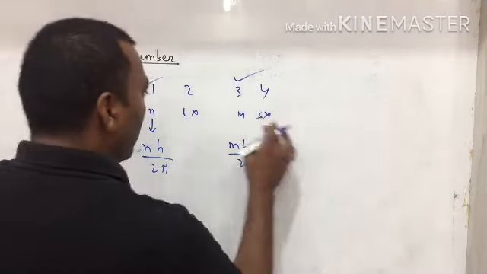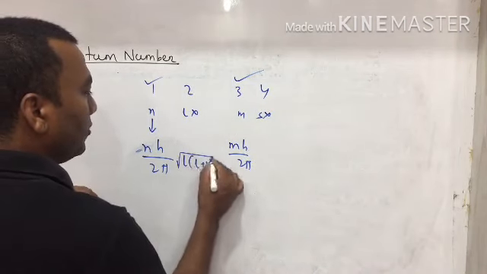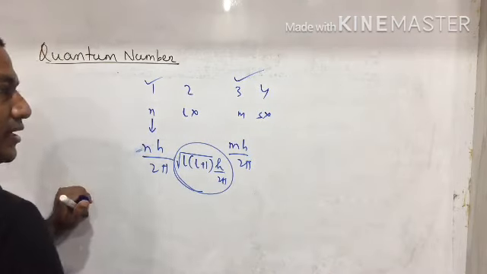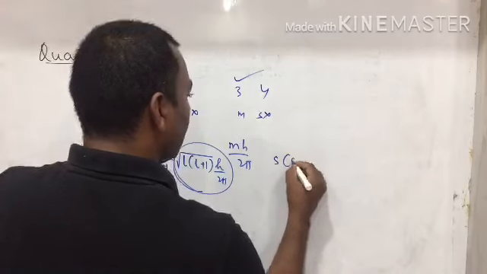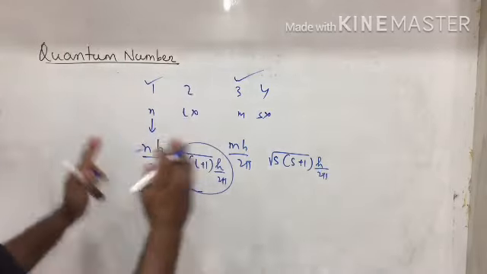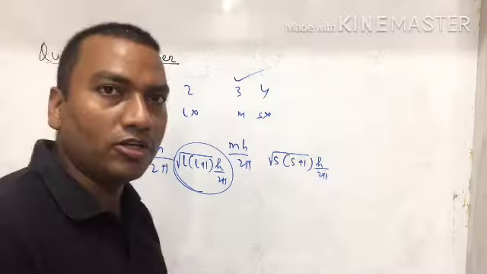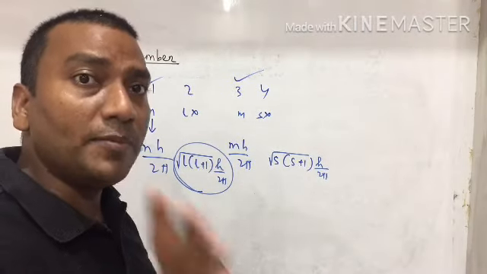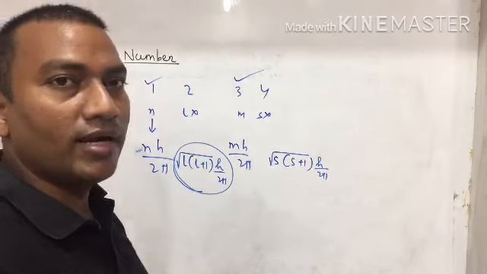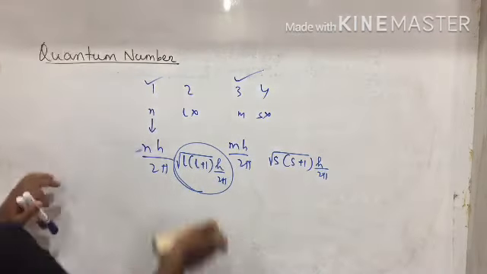Similarly, second and fourth format is the same. Second, angular momentum is root over l into l plus 1, times h by 2 pi. And in terms of s, root over s into s plus 1, times h by 2 pi. So remember this. This is how we can quickly remember that the angular momentum of an electron is explained by four quantum numbers: principal, azimuthal, magnetic, and what? Spin. Clear now?